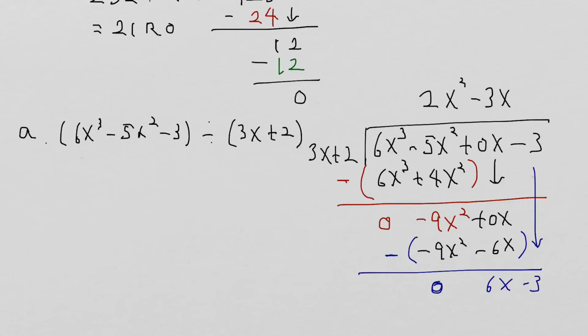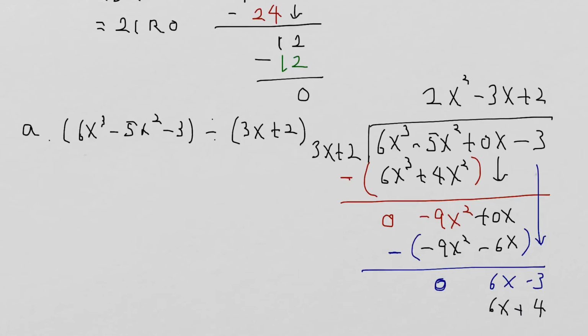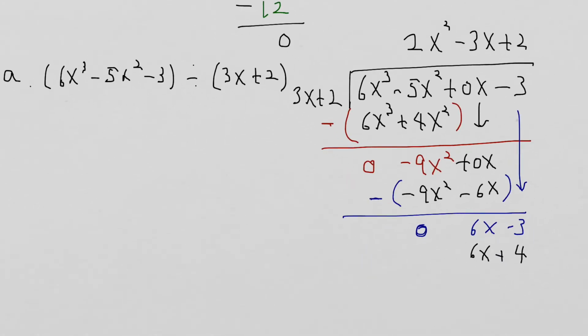Now think about what to multiply 3x by to become 6x. It will be positive 2. So positive 2 times 3x is 6x, and positive 2 times positive 2 is plus 4. Now you're going to subtract this. When you subtract, you get 0x, and negative 3 minus 4 is negative 7.